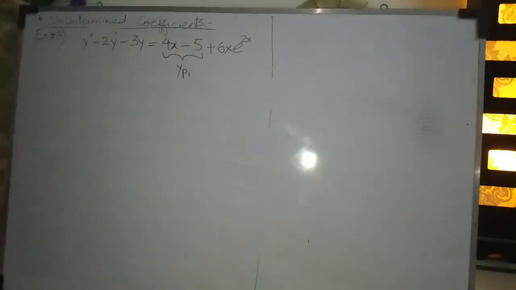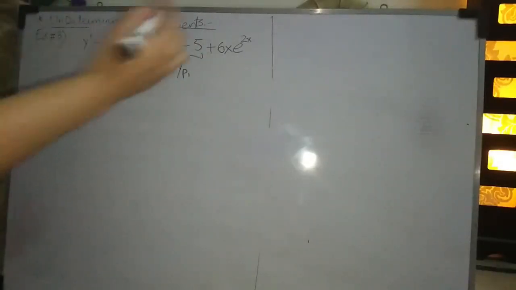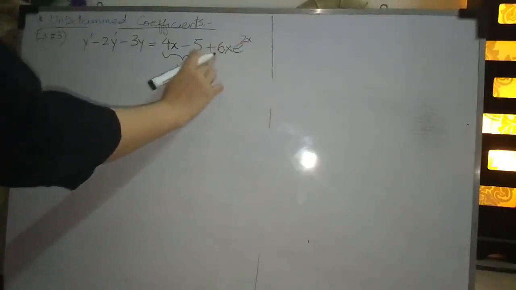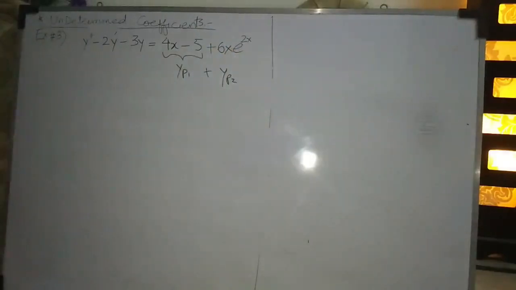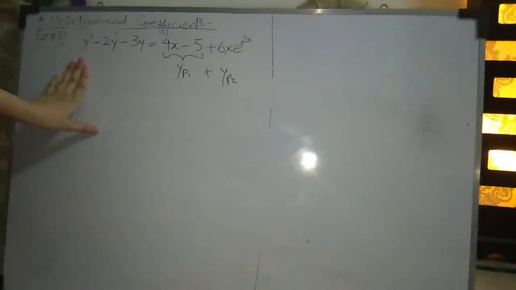So it is a sum of two different particular solutions, and this is a second function, so I can call it yp2.